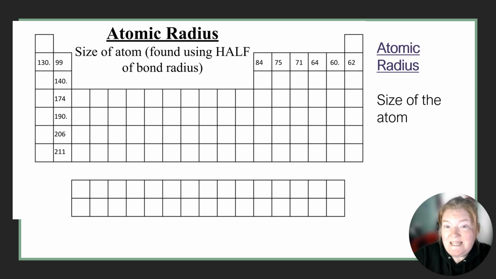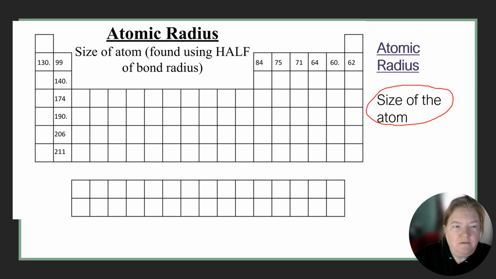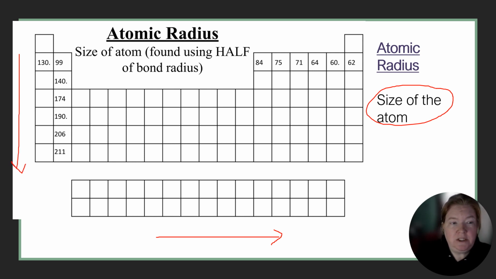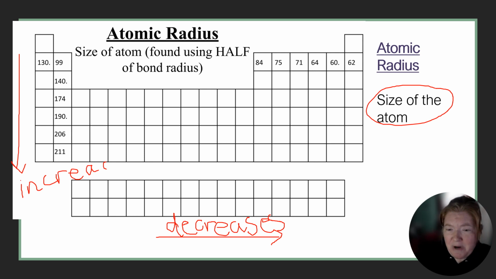Okay, atomic radius, the size of the atom. Here you see again the values for going across a period, period 2, and then you see the values going down a group for period 2. So what happens to atomic radius as you go across a period? You should see that it decreases, right? And what happens to atomic radius as you go down a group? It increases.